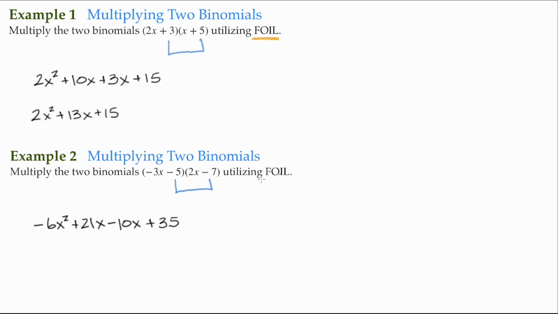And typically when we use FOIL, the terms that we can combine are going to be the middle terms. So this is going to be negative 6x squared, 21x minus 10x, that's 11x, plus 35. So negative 3x minus 5 times 2x minus 7 is equal to negative 6x squared plus 11x plus 35. And there we go.